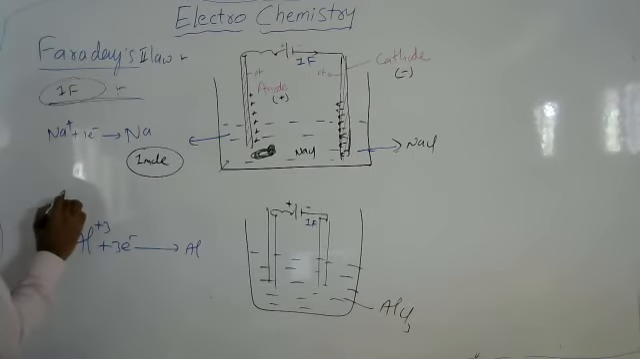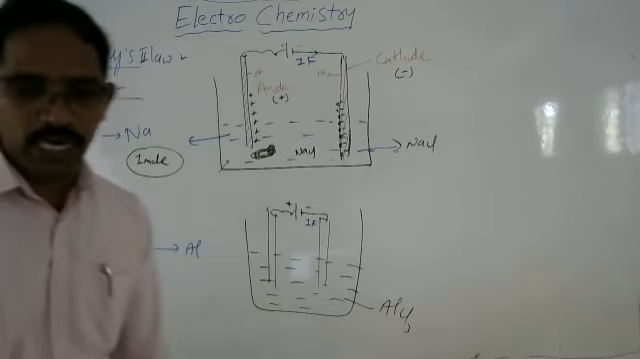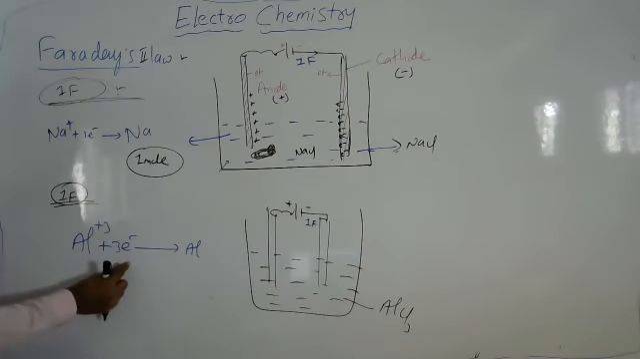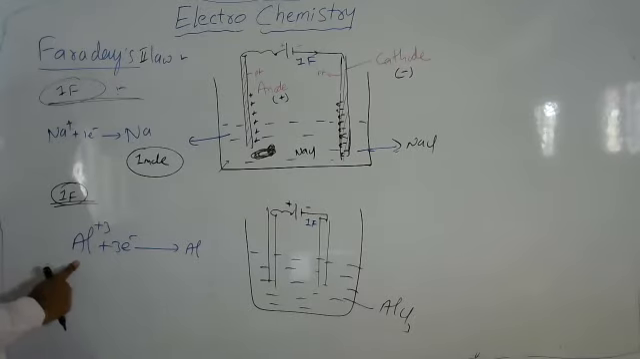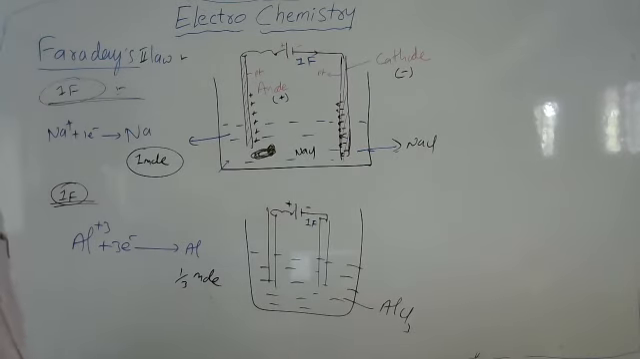Here also I am using 1 farad current. How many moles of aluminum will get deposited? 1 by 3 moles, because 3 electrons are required for 1 aluminum. That's why 1 by 3 mole it will get deposited.